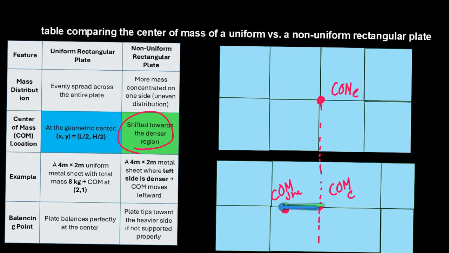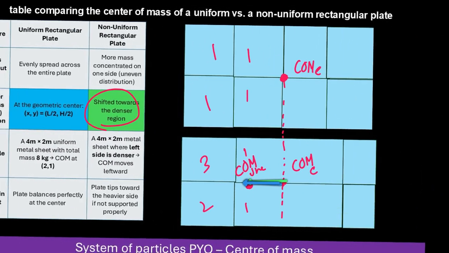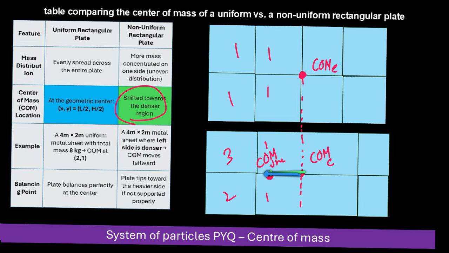Now, what was the mass density? We earlier said that this was 1, 1, 1, and here it was 3 and 2 and 1 and 1. So the center of mass has shifted towards that region where there is more mass present. Okay, so yes, that's the concept behind center of mass dependent on uniform thickness of the plate.